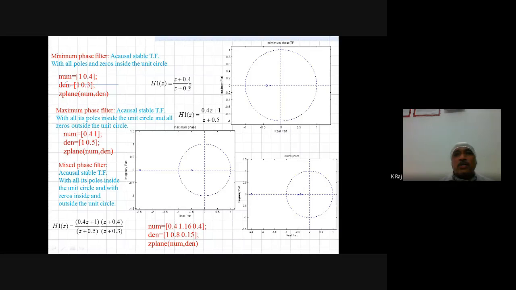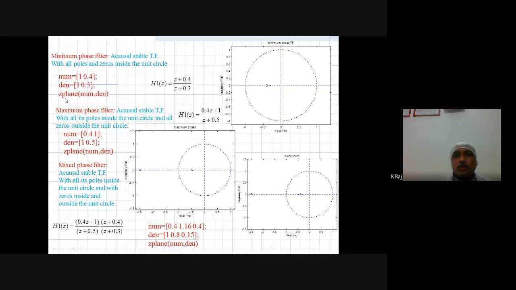It means poles and zeros both are lying inside the unit circle, and it is a causal stable transfer function with all poles and zeros inside the unit circle, and that will be named as the minimum phase response filter or the minimum phase filter. Here the numerator will be defined by the polynomial 1 and 0.4. Denominator will be defined by 1 and 0.3.